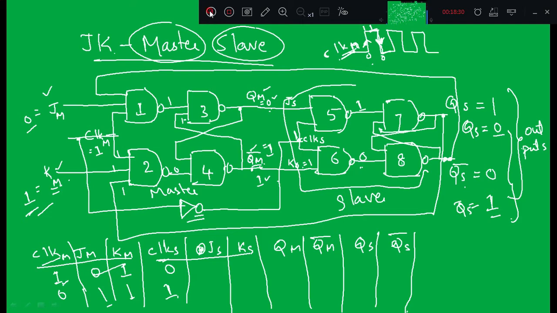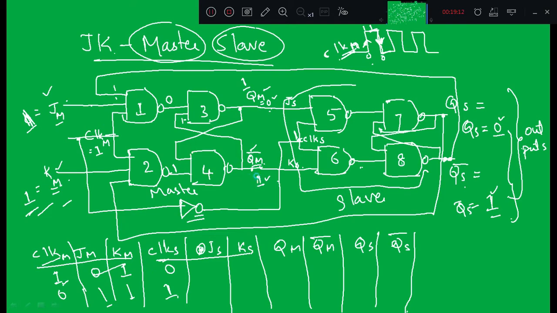Now you can see, when JM is equal to 1 and KM is equal to 1, and clock 1 is applied, 1 NAND 1 output also depends on the third input. QS bar is the previous state, and it is also 1, so these three are 1, 1, 1, and the output is 0. Here one of the inputs is 0, because QS is 0, so the output of the second NAND gate will be equal to 1. Since this input is 0, the output of the third NAND gate will be equal to 1. Is it toggled? Yes, 0 1 was the previous state of the master. Now when I make JM and KM equal to 1, it has toggled.